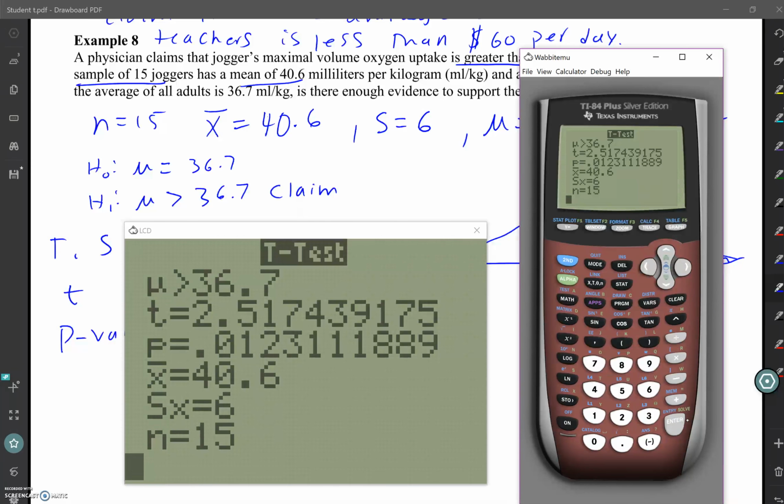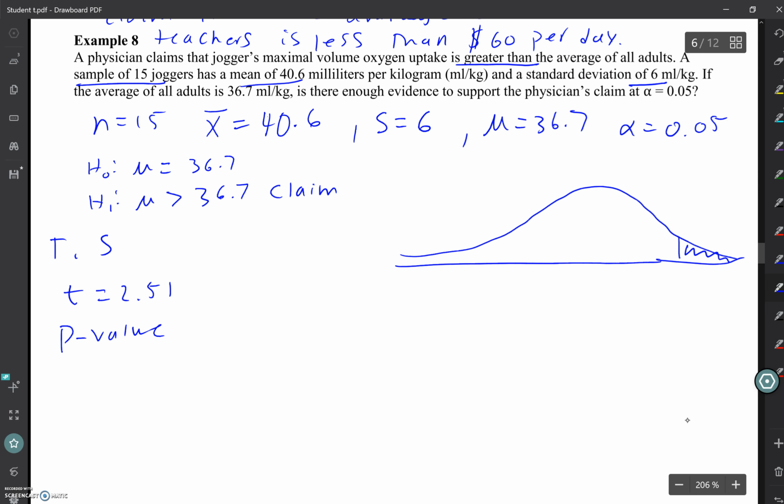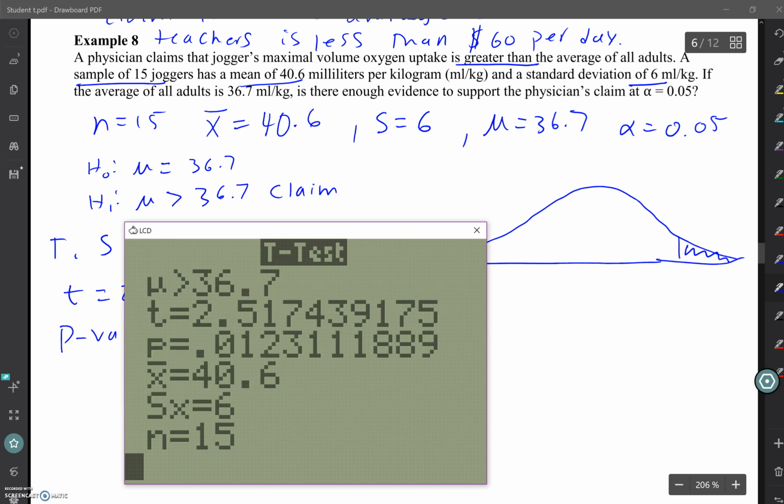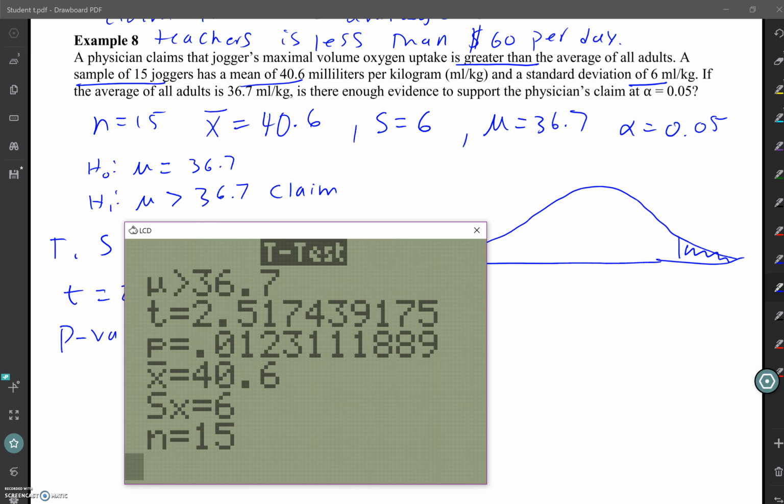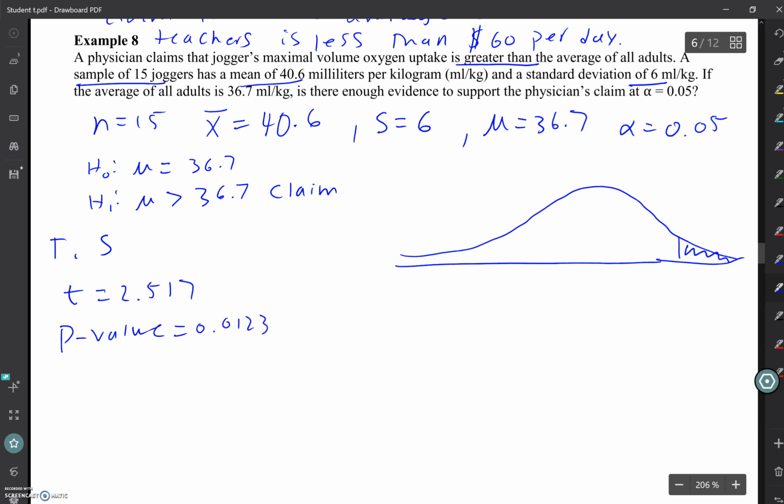So our test statistic is 2.517. And our p-value is 0.0123. So I've got 2.517 up there. If I compare my p-value to alpha, am I less than or greater than it? Less than. What do we decide when it's less than? The p-value is low, so we're going to reject.